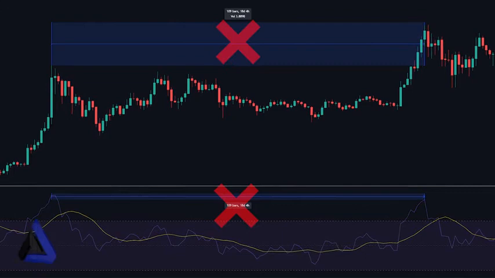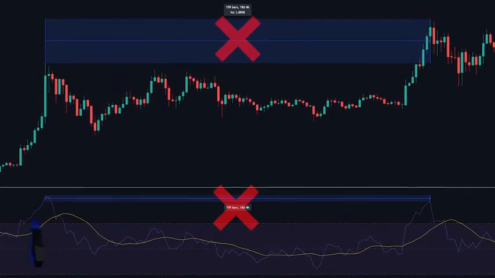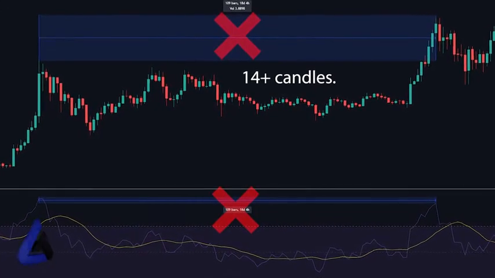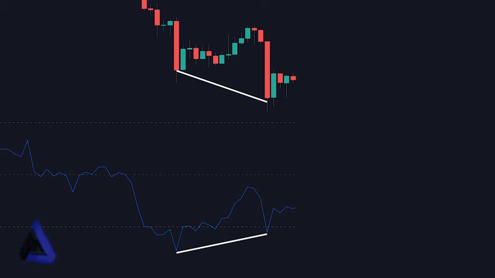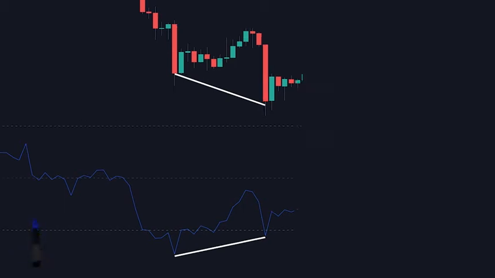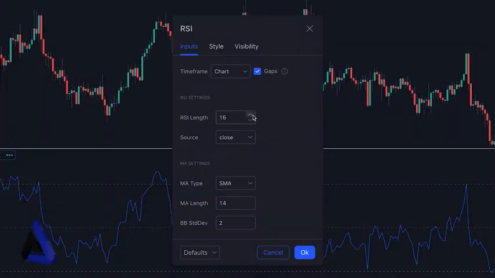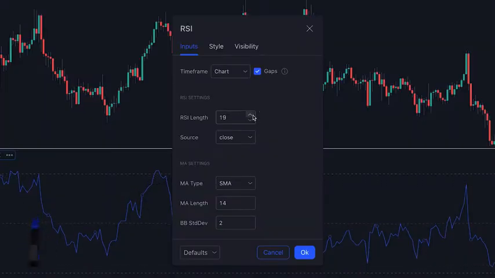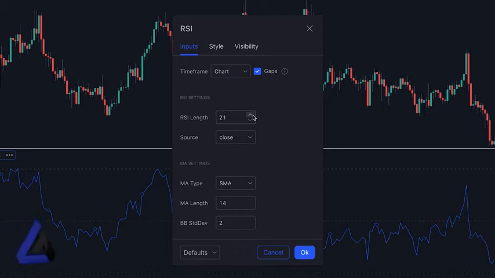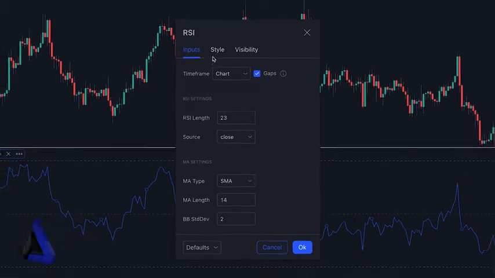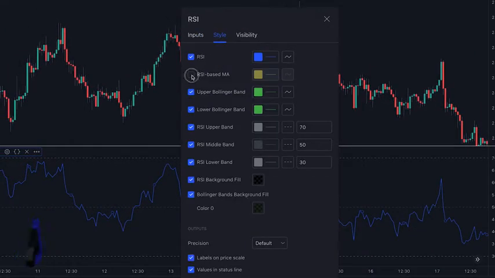So we wouldn't want to consider this as a bearish divergence because it's way more than 14 bars apart. But for this divergence, we could consider it and put more emphasis on it in our analysis. If you increase the length, you can use this as an ideal amount of bars for the divergences you find on the RSI. Lastly is the moving average on the RSI.